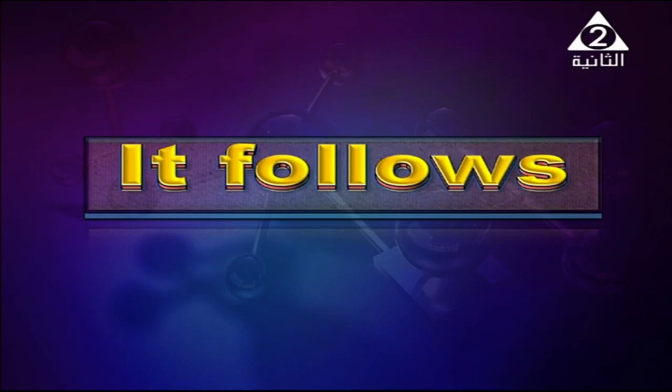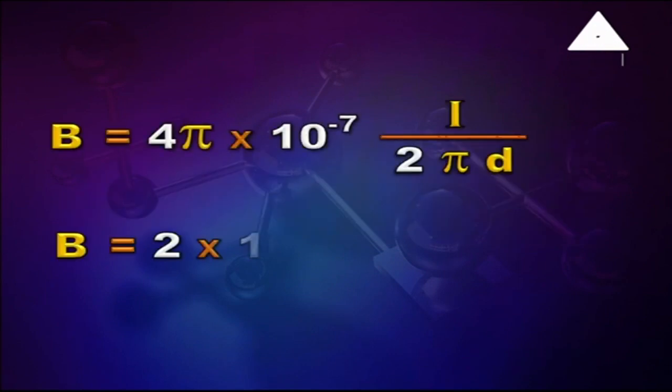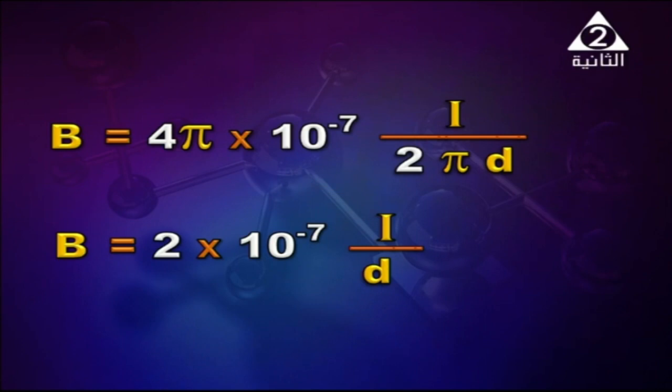It follows we can say B equals 4 pi times 10 to the power of negative 7 I over 2 pi d. So 2 pi will be cancelled out. So B equals 2 times 10 to the power of negative 7 I over d will be used if the wire is surrounded by air.